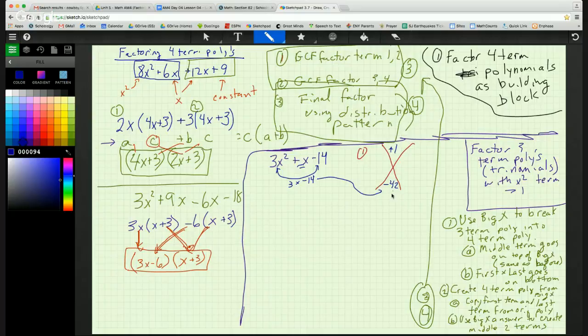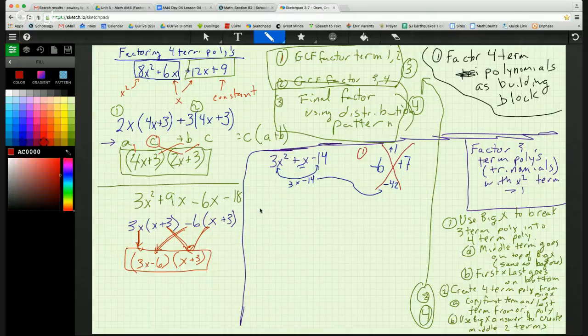So we need to think of 2 numbers that added together are a +1, but multiplied are a -42. And the answer to that is, well, 6 times 7 sounds pretty good. A -6, sorry, -6 times a +7. So let's do that. -6 and a +7, because they add to 1 and they multiply to -42. So now that's step 1.